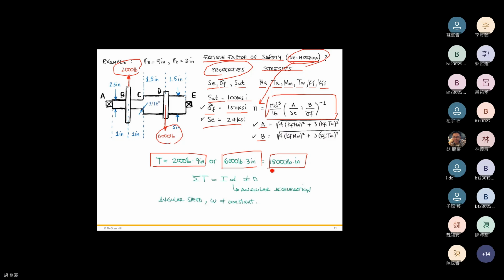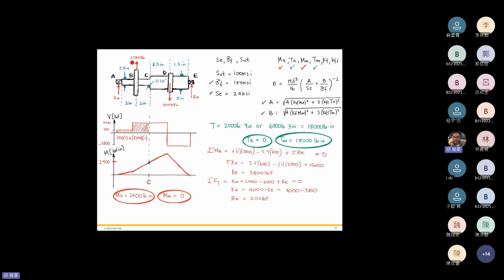In this case, the summation of the torque, if it were not equal to 0, that means the shaft's angular speed keeps accelerating. Therefore omega would not equal 0, and that is not the case. That means the shaft keeps a constant speed, but not acceleration. Remember what we just discussed: the rotating speed is constant, but not accelerating.